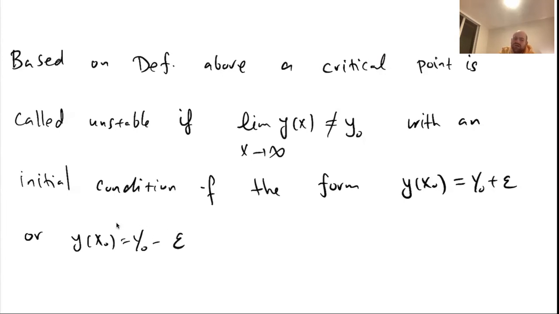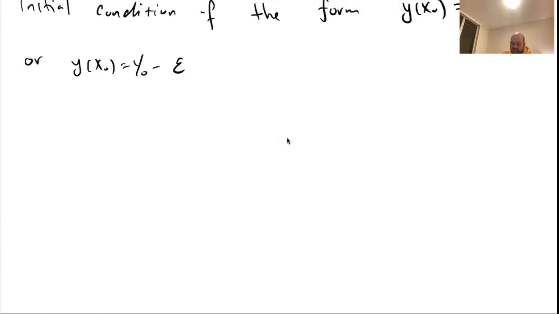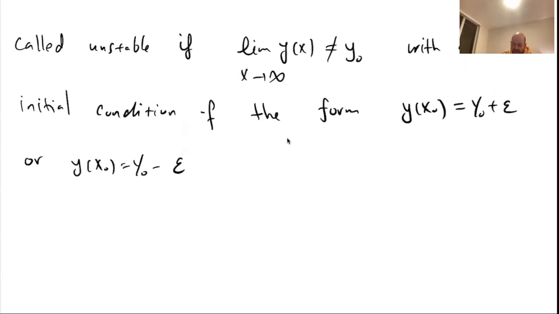Or again, if I change the initial condition to be y naught minus epsilon rather than just y naught, and I look at the limit, I observe that it's not y naught anymore as x goes to infinity. Again, I can say that the critical point is unstable. Let's look at an example. You'll understand better when I give you an example.